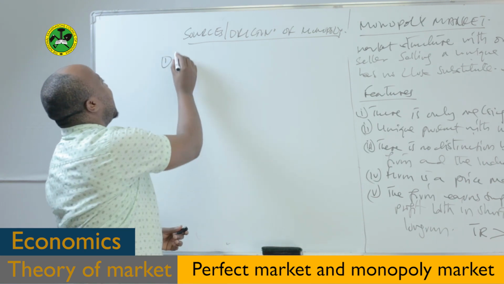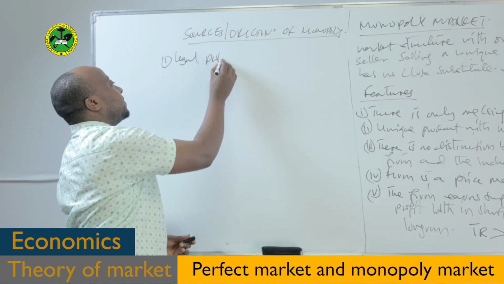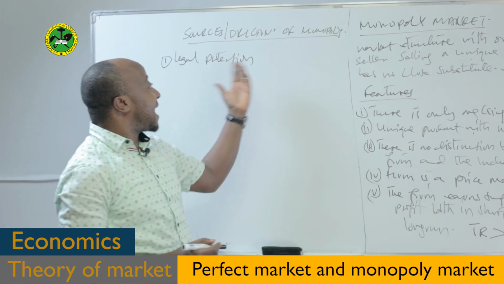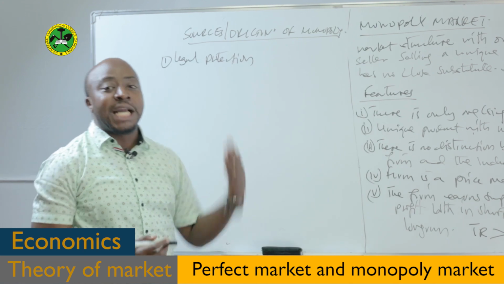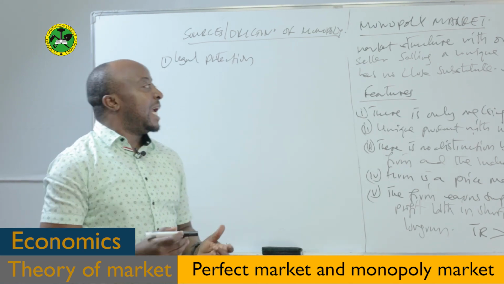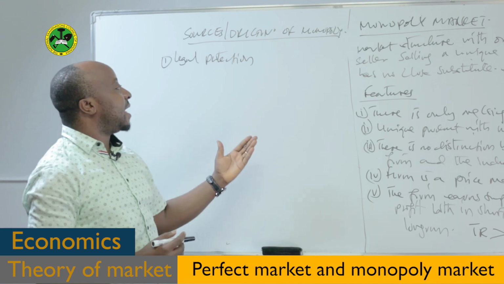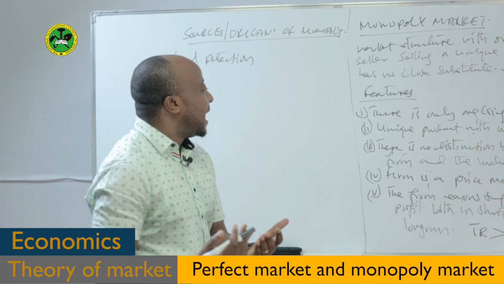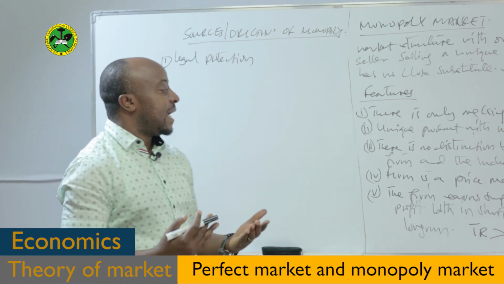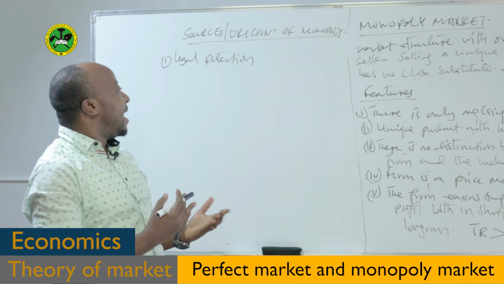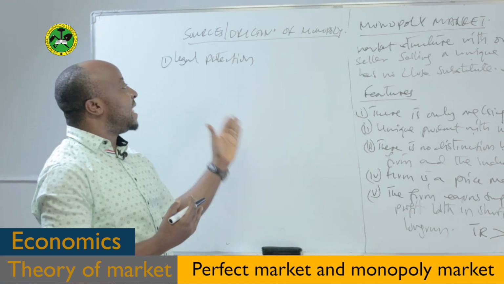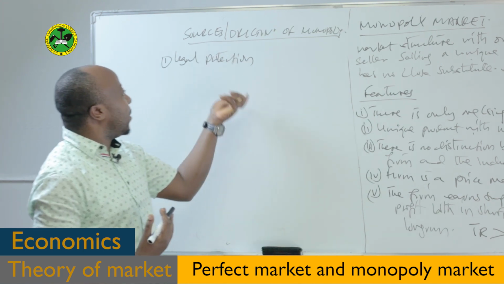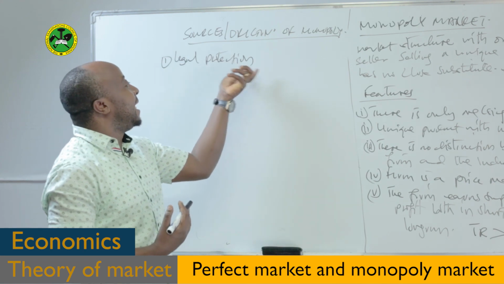One, we have the legal protection. Legal protection. That means some monopolies can arise because of legal protection by the government. They can be protected by the government. That means these are monopolies which exist because they are protected by the government. It means the government forms barriers of entry. Remember, we didn't explain it there, but barriers of entry is one of the features of this market. There is no freedom for new firms to enter. So they can arise because the government may create legal protection for them.